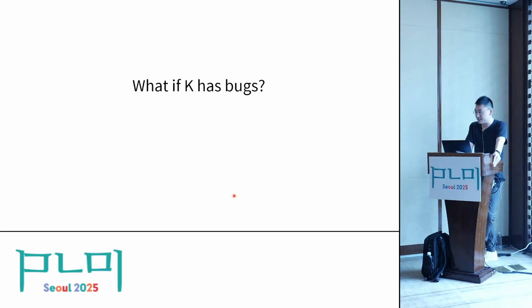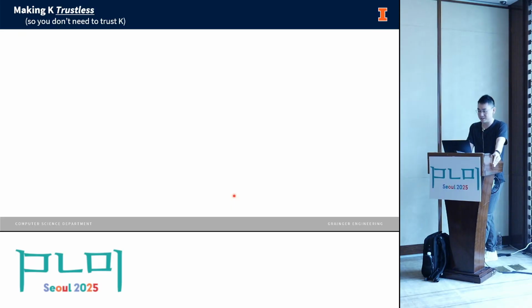So what if K itself has bugs? How are you going to do that? A very recent work here is to focus on making K trustless. So we don't need to trust K. We hear that trustless is a good word, because it means you don't need to trust it. You kind of eliminate K from the trust base.